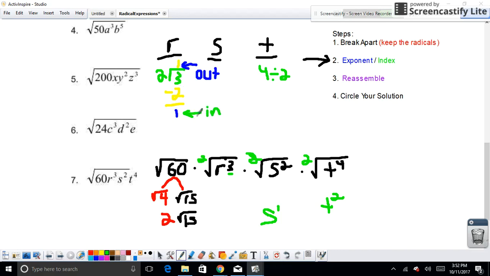Now, how do you write that? All right, Mr. Williams, I get it. 1 goes out, 1 stays in. What does that mean? That means you're going to put 1 R outside of the radical, and you're going to put 1 R inside the radical. So you got R, radical R, just like that.